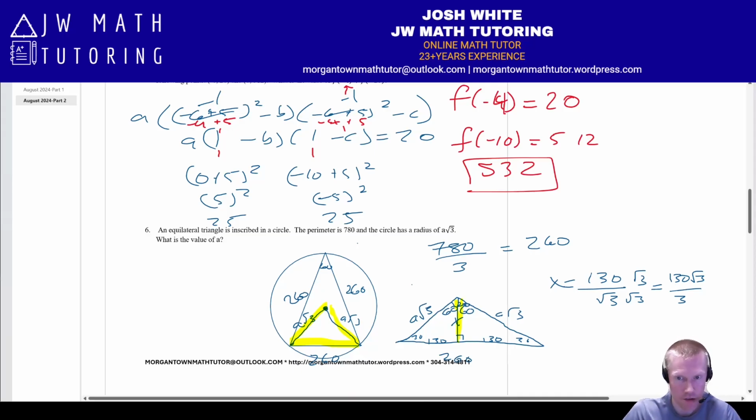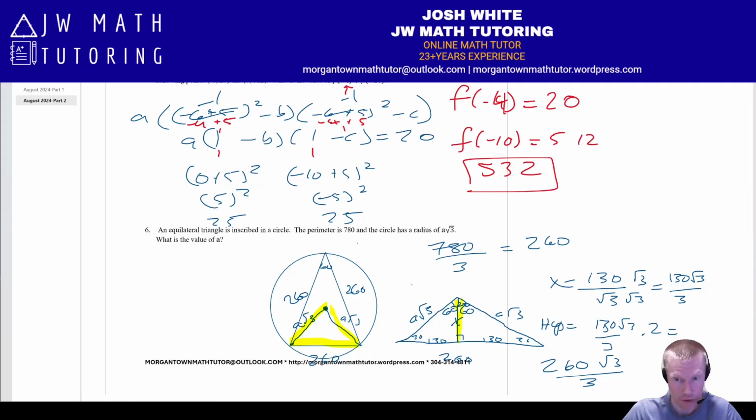Now to get the radius, I just have to take this and multiply it by 2. Radius is also the hypotenuse of this triangle. So 130 root 3 over 3 times 2 is 260 root 3 over 3. So that's what the hypotenuse of this triangle is equal to, and this is equal to a root 3.